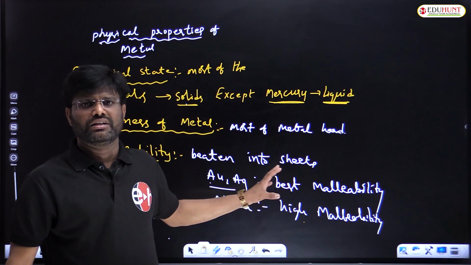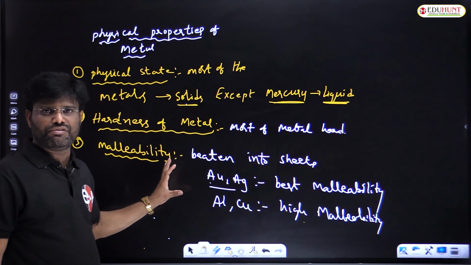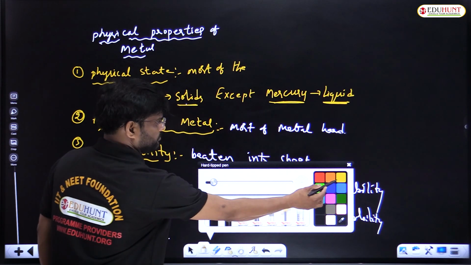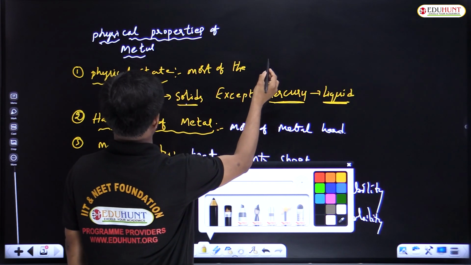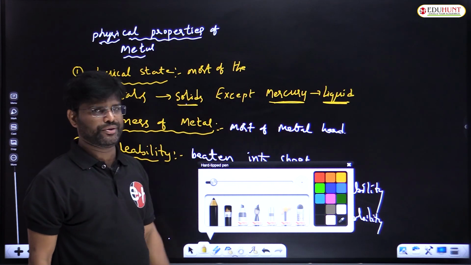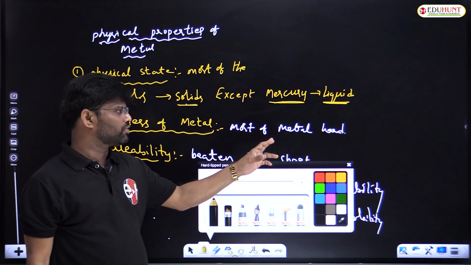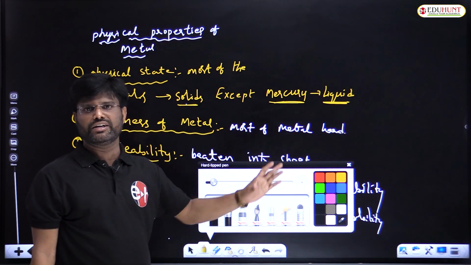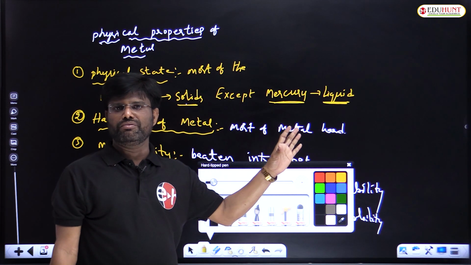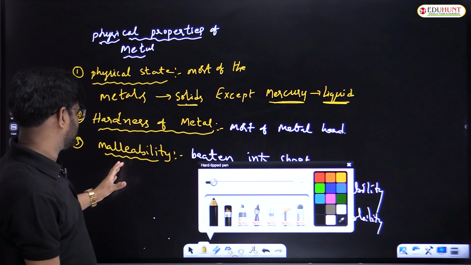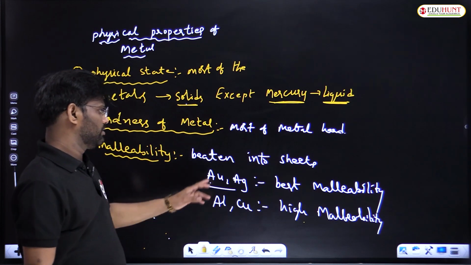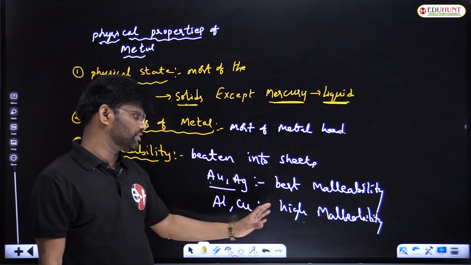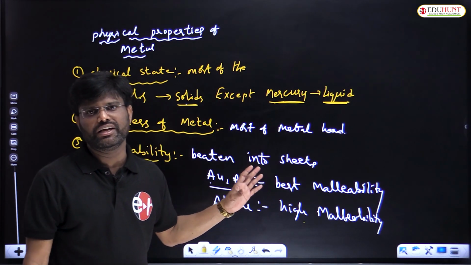So these are the three physical properties of metals. First one is what? Physical state. Most of the metals are solids except mercury. Second one, hardness of the metal. Most of the metals are hard in nature, but all metals are not of the same hardness. So it varies from metal to metal. Next, malleability. Metals can be beaten into sheets. Gold and silver have the best malleability, and aluminium and copper have high malleability. So this is about the malleability property.